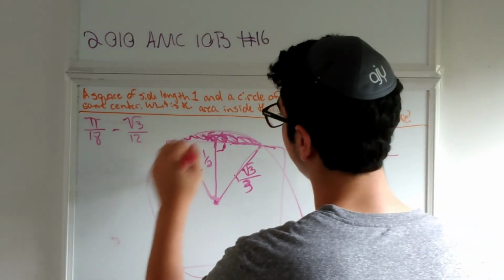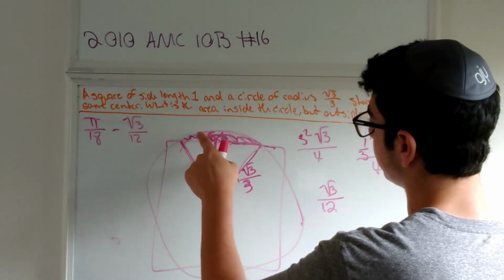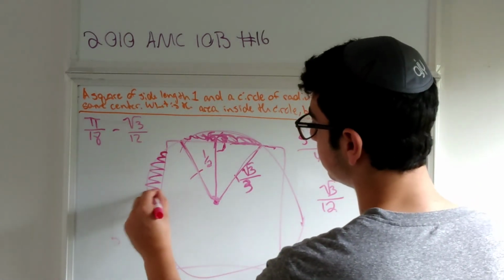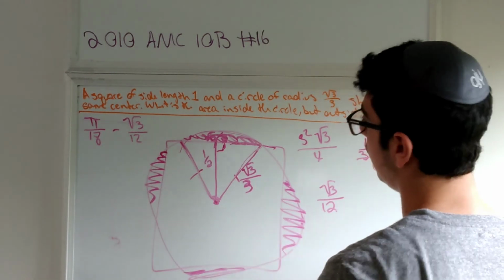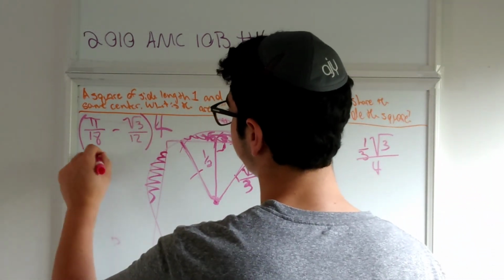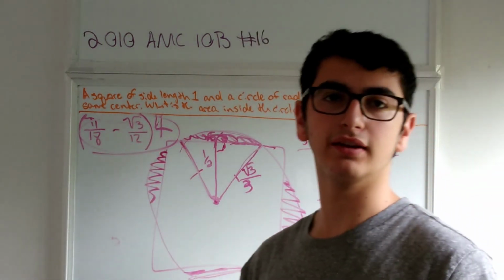And now what the question asks for is the area inside the circle but outside the square, that's going to be this and this and this and this. So I need to multiply by 4 to be able to find all of this. So this right here is going to be my answer. Normally the 4 is written on the left side, but it doesn't really make a difference.